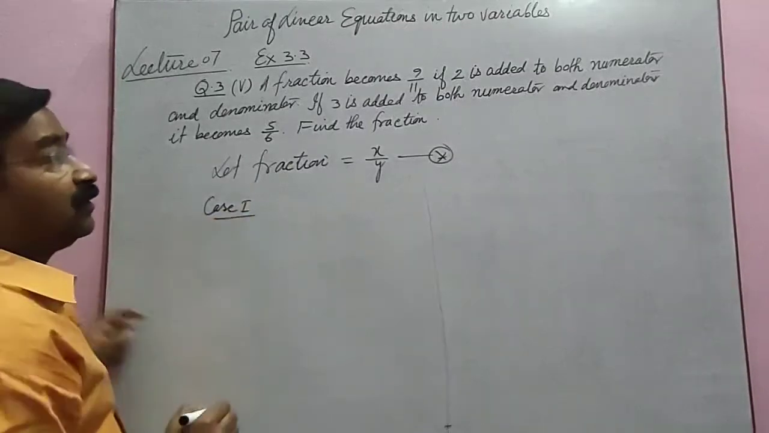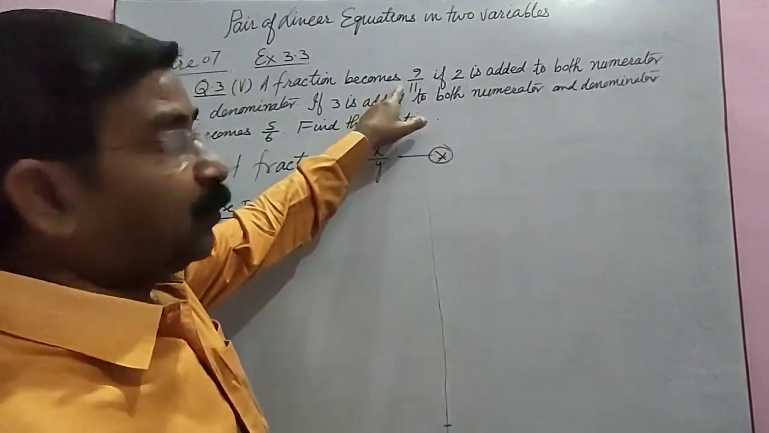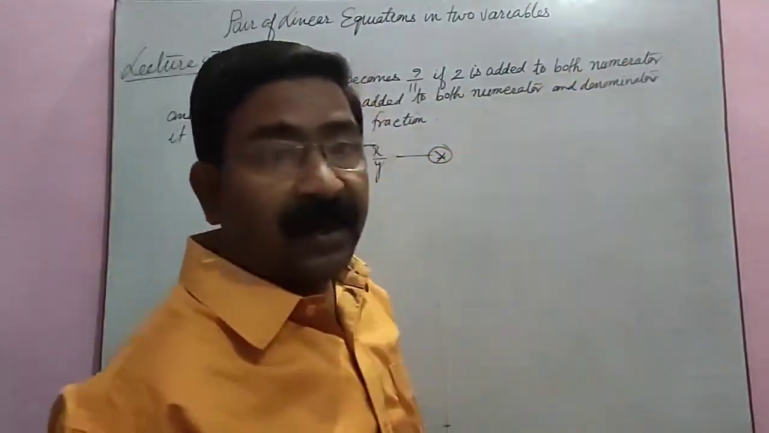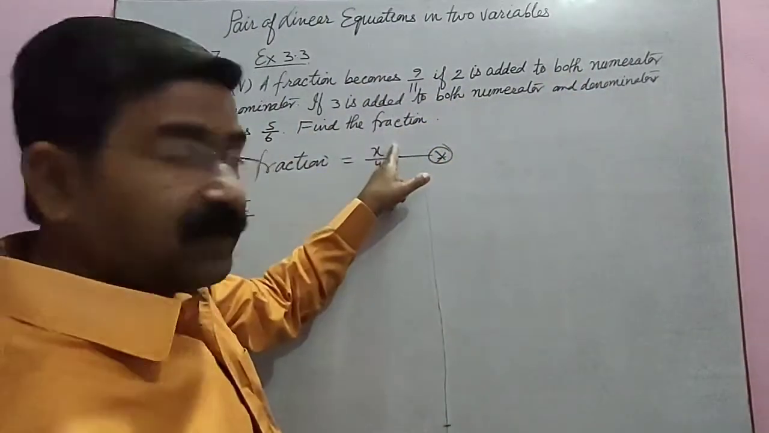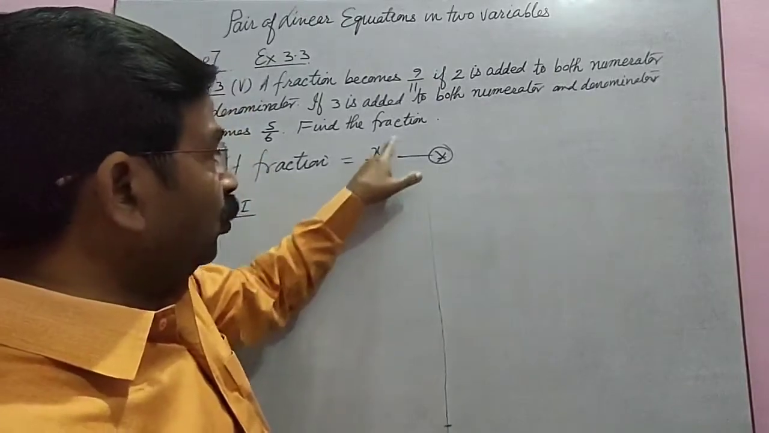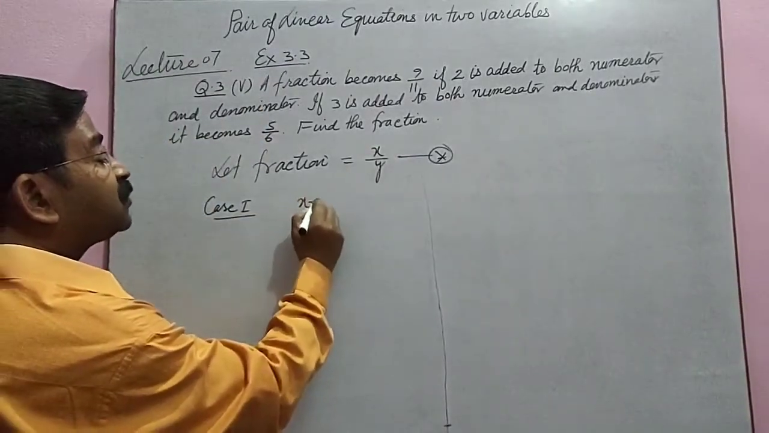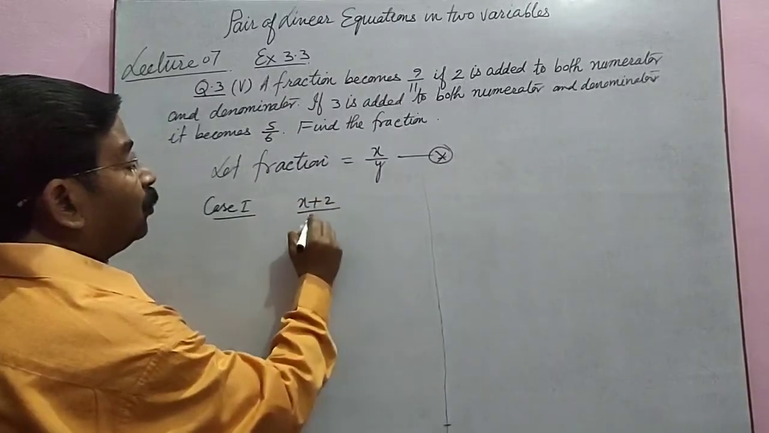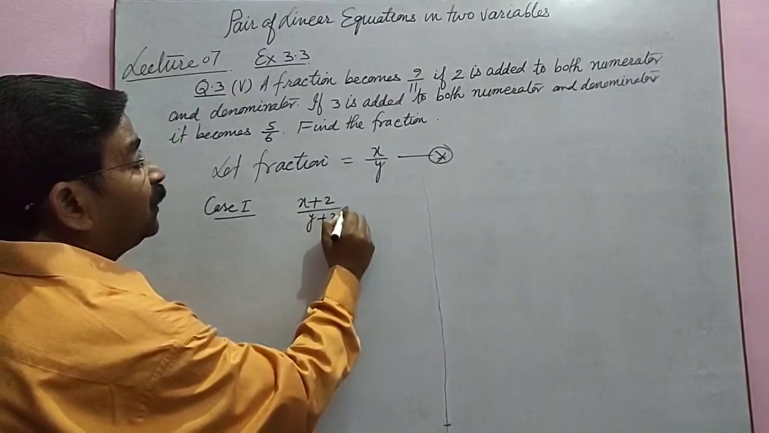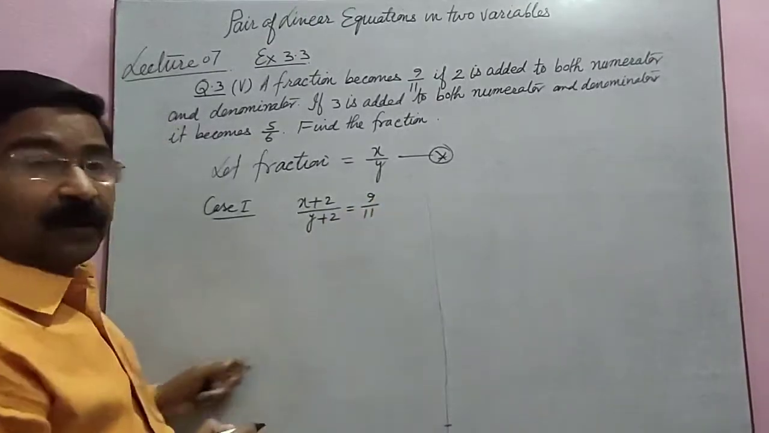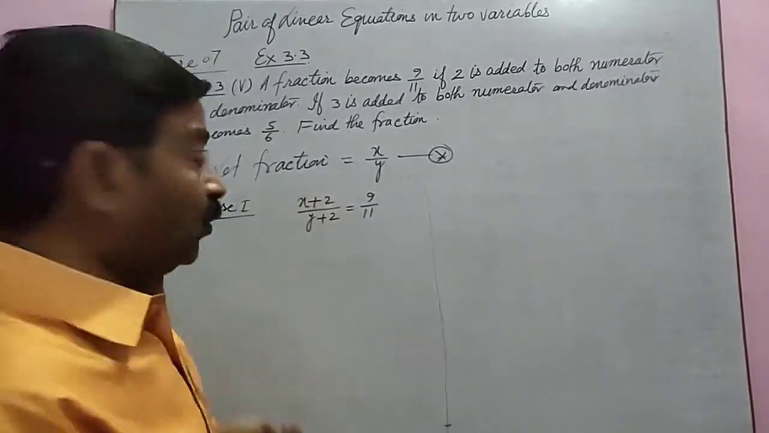Case first. What is given? It becomes 9 upon 11 if 2 is added to both numerator and denominator. Numerator is x, denominator is y, 2 is added to both. So we can write x plus 2 upon y plus 2. It becomes 9 upon 11. Simply cross multiply to form the equation.